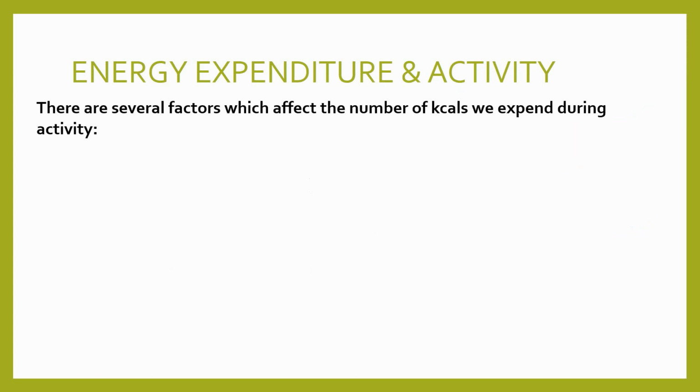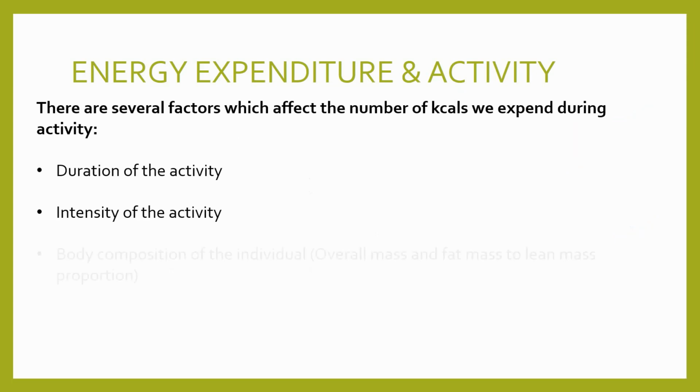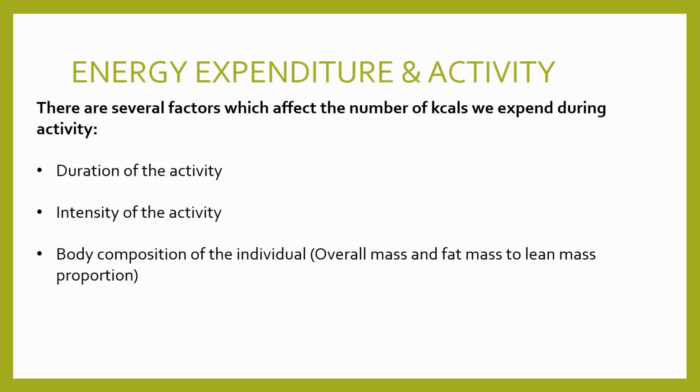And there are several factors which can affect the number of calories we expend or use during activity. For example, how long the activity is, the intensity or how hard the activity is, the body composition of an individual, for example, overall mass and fat mass, and that ratio to lean mass. The bigger the person, obviously, the more energy is used and expended. And also the age of an individual as well, that can have an effect on energy expenditure.